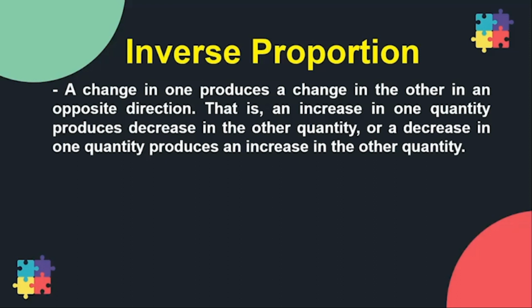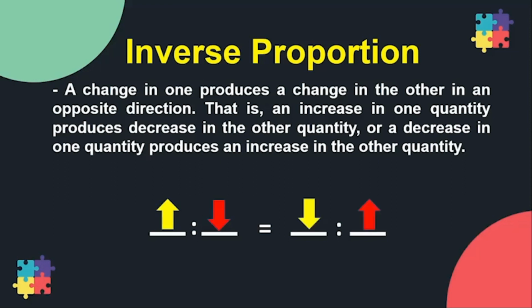In short, kapag ang unang term ay mataas, ang mangyayari sa second term niya ay bababa. So, opposite. Pansin nyo? First term, increase. Second term, decrease. First term, decrease. Second term, increase. So, that is an inverse or indirect proportion. So, for you to more understand what is inverse proportion, let's consider this example.